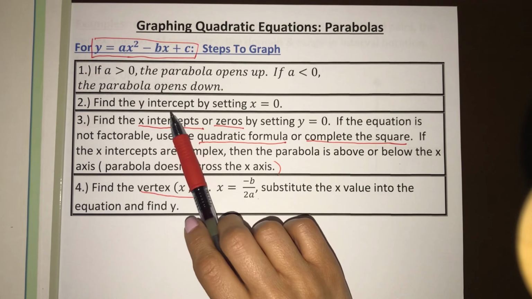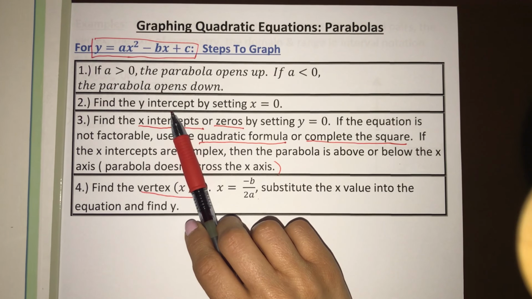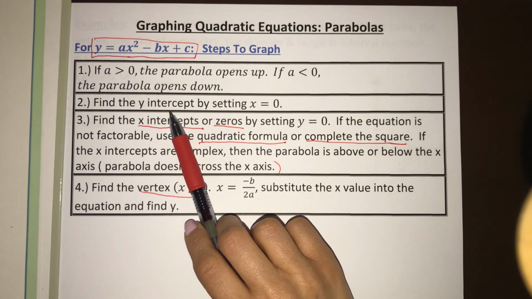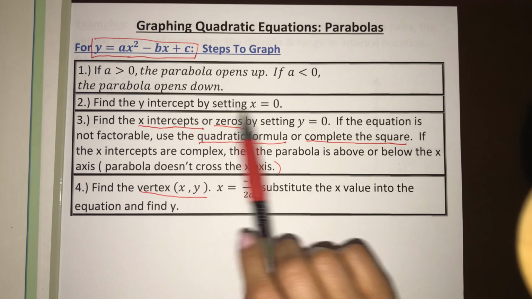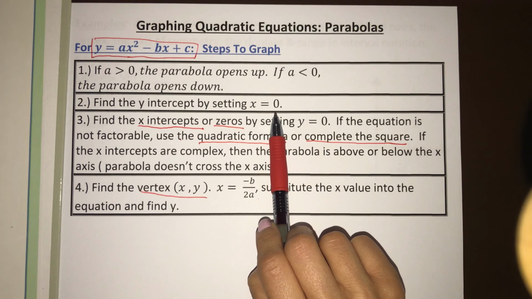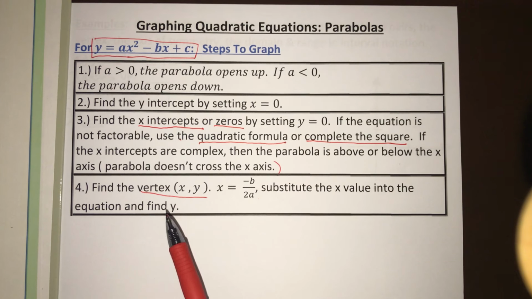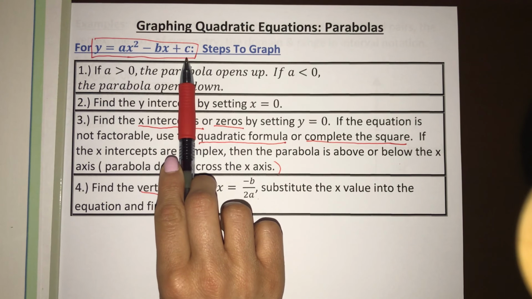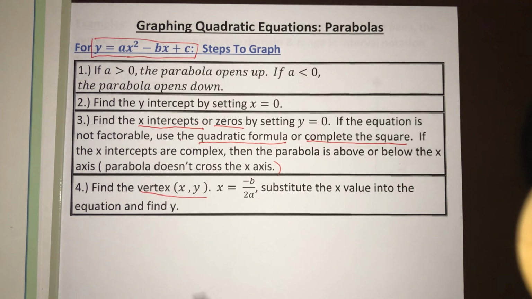Next, we want to find the y-intercept. That is where the graph crosses the y-axis. Set x equal to 0 and solve for y. If you substitute 0 for x, the first two terms will go away and we're just left with c. So the y-intercept is really equivalent to our c value, the constant term.